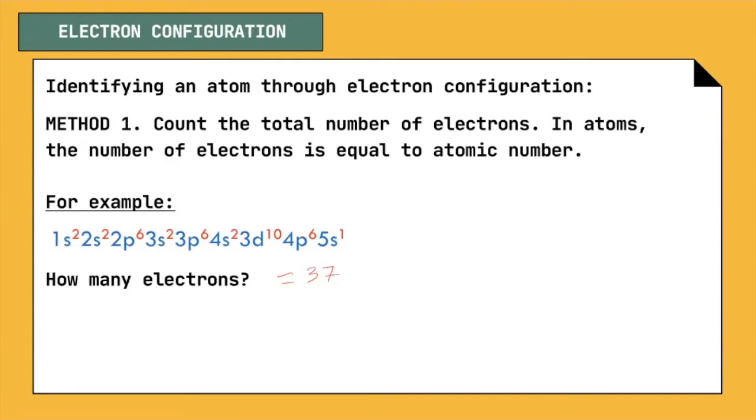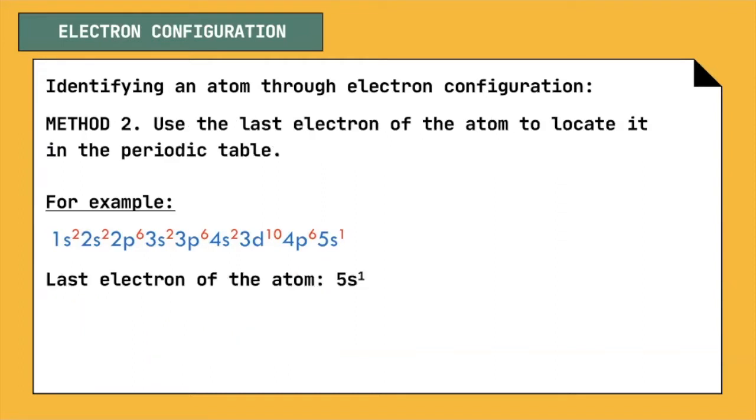Since we already know the number of electrons, we can now know the atomic number of the element that we are finding. In the periodic table, the element with an atomic number of 37 would be Rb, or rubidium. All right, so that's for that.